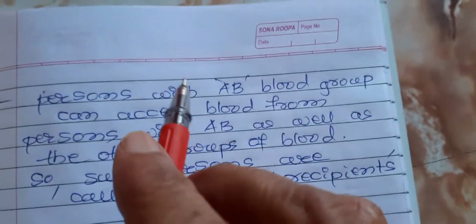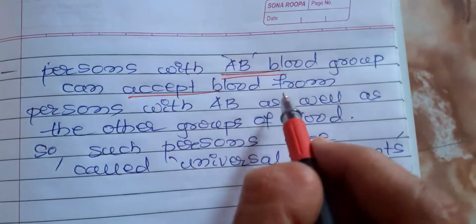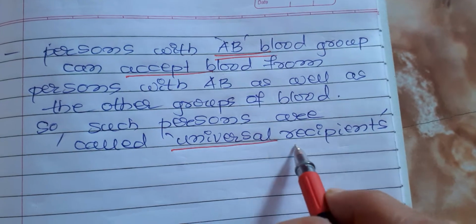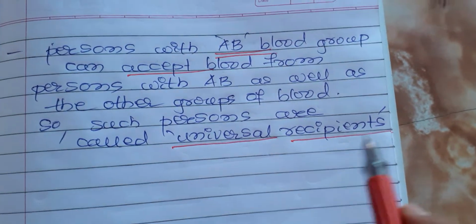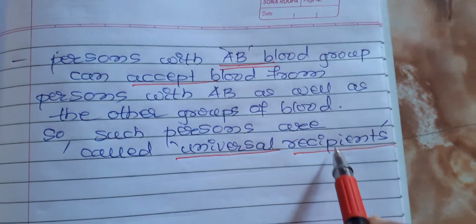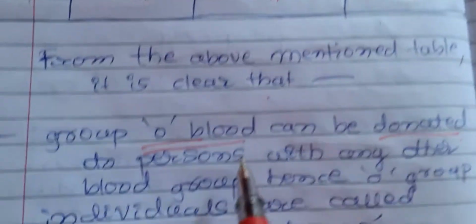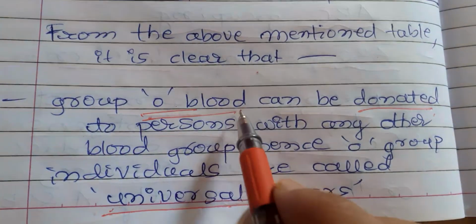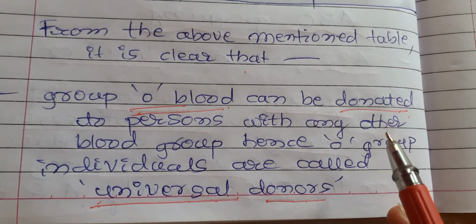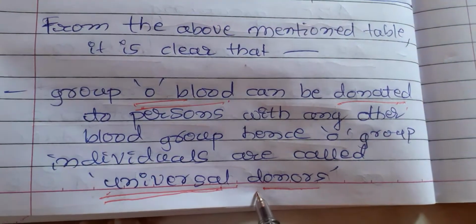And persons with AB blood group can accept blood from all the other groups, and that is why they are called the universal recipient. AB blood group is called universal recipient because they receive blood from all the other groups, whereas O blood group can donate blood to all the other individuals. So that is why O blood group is known as the universal donor.